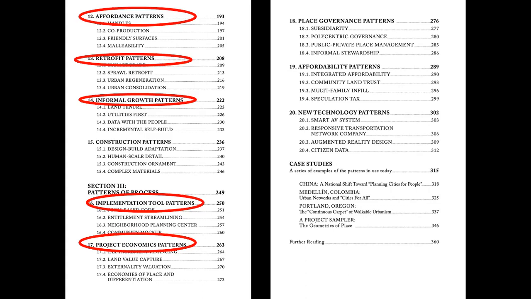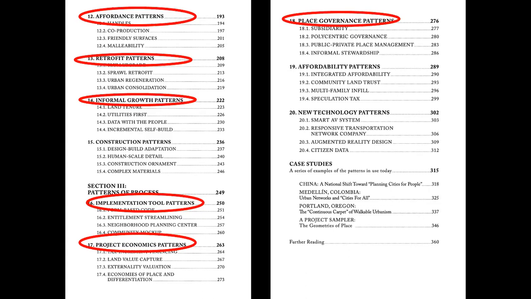Economies of place and differentiation. I talked about that the other day, the fact that we really need to have better tools to complement the economies of scale and standardization. We do that very well, but we need economies of place and differentiation, and we need the tools and the methodologies to do that. So that pattern cracks the surface of that problem, doesn't go particularly far with it, but cracks the surface of it. Again, these are proof of concept patterns. There's much more that can be done in all of these categories.